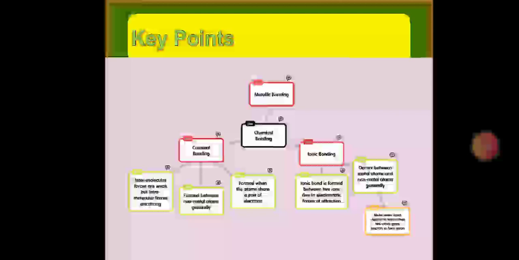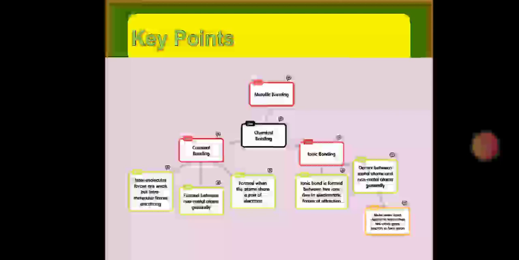Key points. Let's have a quick recap of this whole chapter of chemical bonding. In this chapter we discussed ionic bonding. Ionic bonding involves two types of elements, metals and non-metals. Metals lose electrons to form cations, non-metals gain electrons to form anions, and as a result of ionic bonding the compounds formed are good conductors of heat and electricity in solutions and in molten form, and they form ionic lattices or crystalline structures.